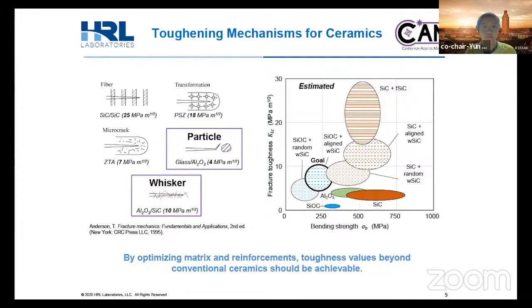Currently, our most mature pre-ceramic polymer yields silicon oxycarbide with a K1C toughness value of about 1 MPa root meter without any secondary reinforcements. By optimizing the matrix and reinforcements used in our pre-ceramic polymer system, toughness values beyond conventional ceramics should be achievable using our 3D printed CMC.